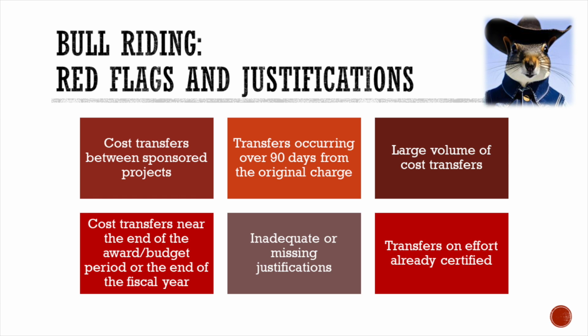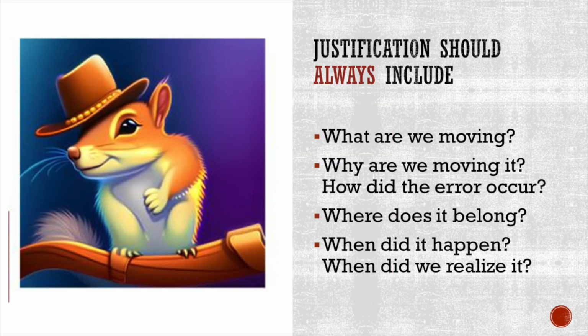Is there something that can help us mitigate all these risks? Why, yes, there is. Is it quick and easy? No. Your best tool for mitigating risk in the squirrel rodeo is, of course, to avoid it entirely. But if you know your squirrels are going to have to compete, your best tool for mitigating risk is an adequate justification. For any and all cost transfers, we need to include this basic information in our justifications.